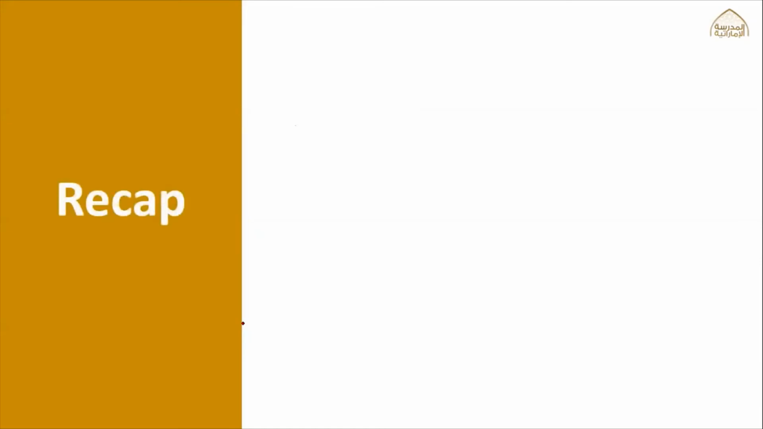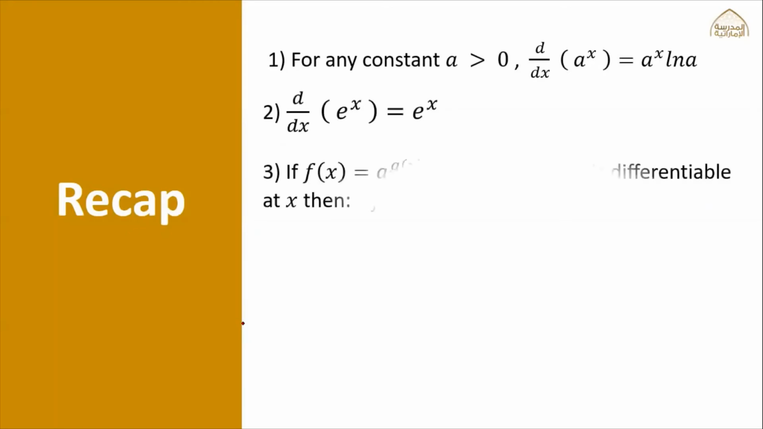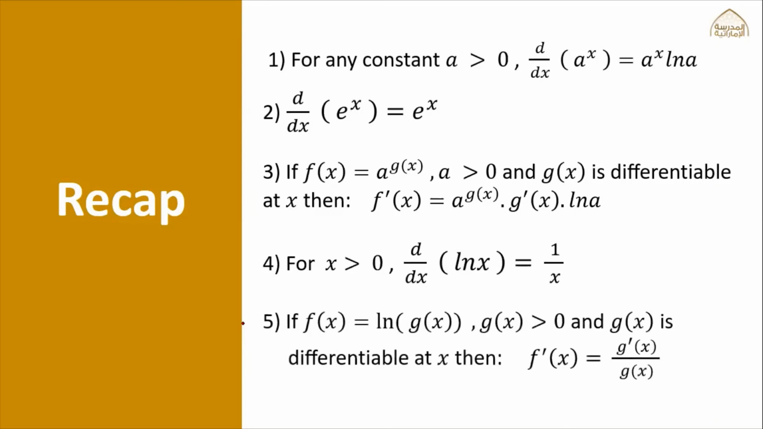Now, quickly recap for this lesson. For any constant a greater than 0, derivative of a to the power x is a to the power x ln a, and the derivative of e to the power x is e to the power x. Derivative of f of x equal a to the power g of x is a to the power g of x times g prime of x times ln a, and derivative of ln x is 1 over x. Also, the derivative of ln g of x is g prime of x over g of x.